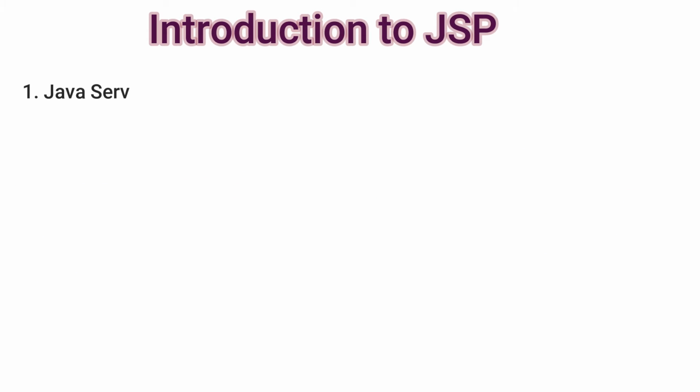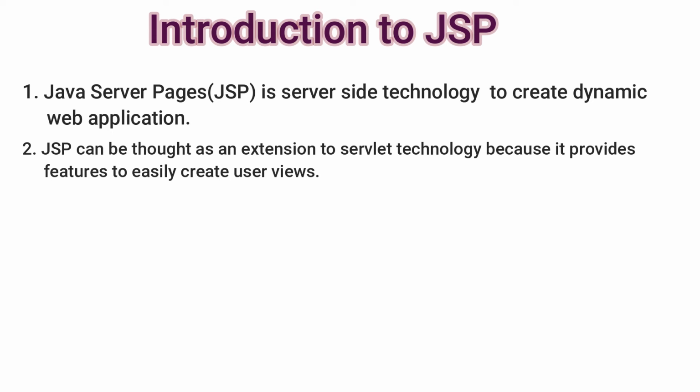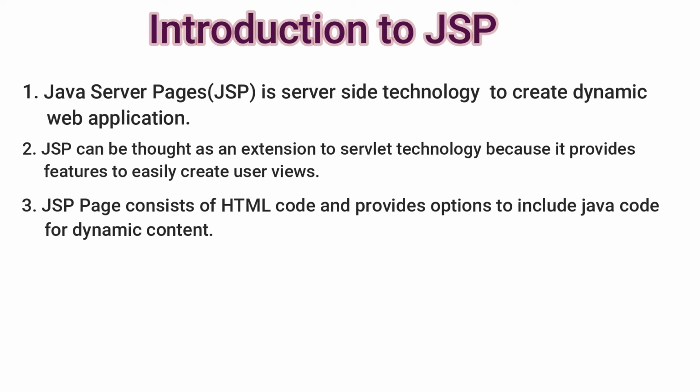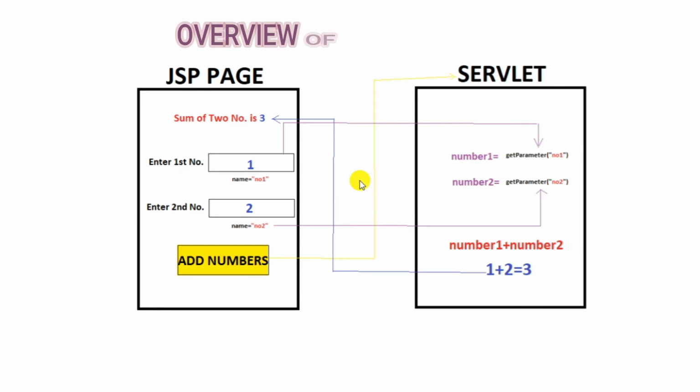Introduction to JSP. Java Server Pages, or JSP, is a server-side technology to create dynamic web applications. JSP can be thought of as an extension to Servlet technology because it provides features to easily create user views. A JSP page consists of HTML code and provides options to include Java code for dynamic content. To bridge the gap between Java code and HTML, JSP provides additional features such as JSP tags, expression tags, and custom tags.